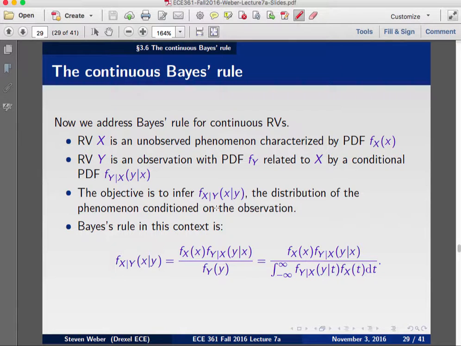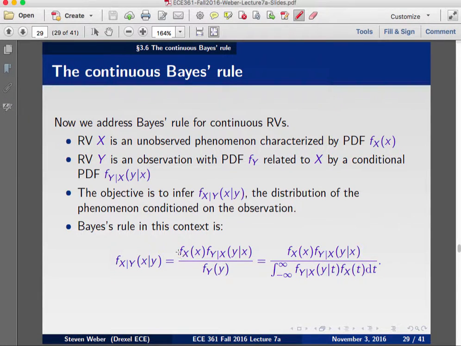That is, we've applied the test, we have an observation y, and we want to use it to assess the distribution on the unobserved phenomenon x. So Bayes' rule in this context gives exactly the analogous concept. The probability density function of x given y is equal to the following product and ratio.